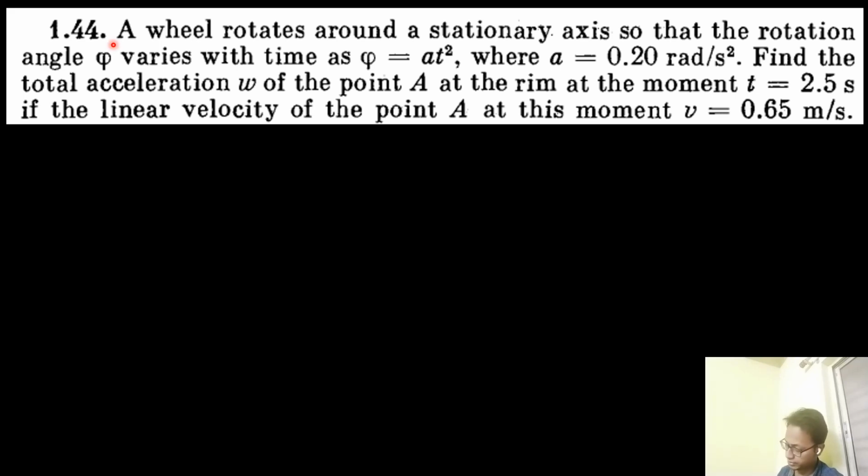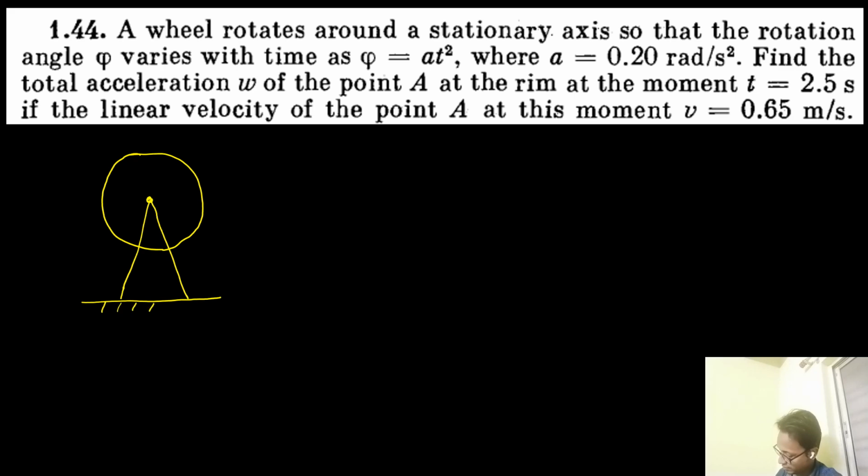Let's look at this question. A wheel rotates around a stationary axis so that the rotation angle varies with time t as phi equals a t square. So what is happening in the question is there is a wheel. This is the axis of rotation. The axis of rotation is in the z direction.